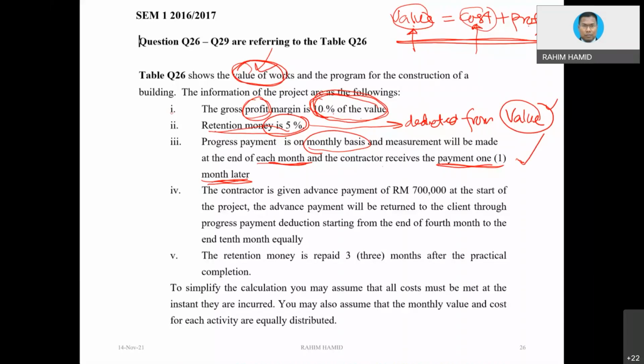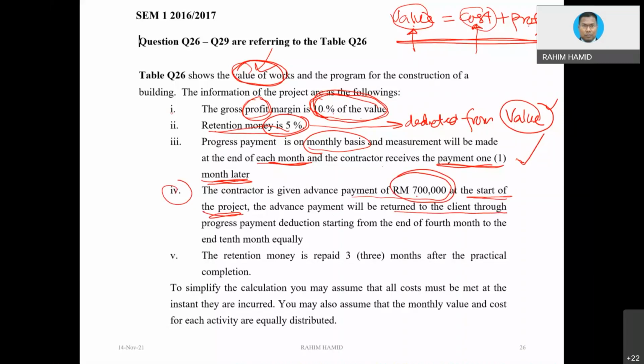And then, the contractor is given an advance payment. This is an example. Let's say, in this project, the contractor is given an advance payment of 700,000 at the start of the project. The advance payment will be returned to the client, since it is an advance payment, that money basically belongs to the client.